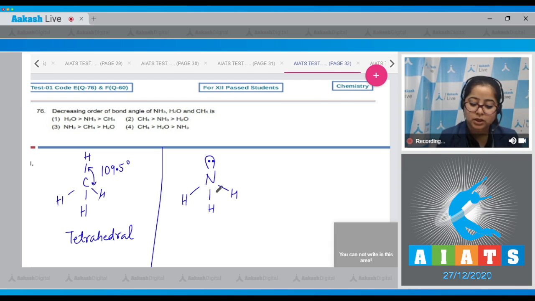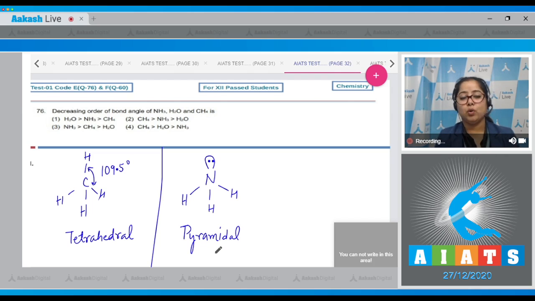When we talk about NH3, there will be 3 bond pairs and 1 lone pair. That means the geometry will be pyramidal, and because of one lone pair there will be repulsion, as we know that the repulsion between lone pair and bond pair is more than that of bond pair. So the bond angle will be a little less than 109.5, and I'm writing the value here. The value of bond angle is 107 degree.